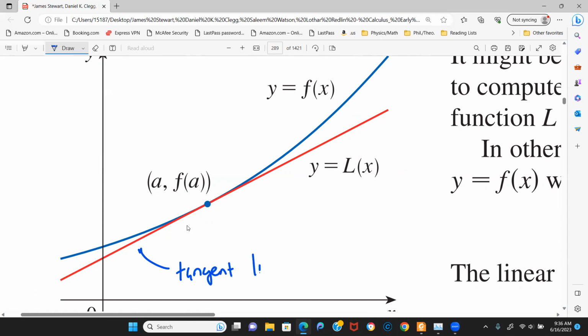So if you start with a differentiable function, then at this point right here, you can take the derivative of the function. The derivative gives you the slope of the tangent line. Given this point on the curve and its slope, you can plot the tangent line, which will be this red line right here. First of all, the tangent line intersects this point, so they do actually overlap. The tangent line and the curve overlap exactly at this point, a comma f of a. But even very close to it, they're almost overlapping. So this line approximates it.